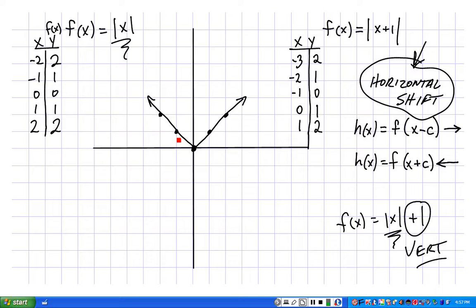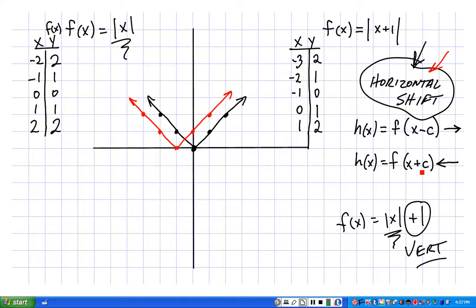So I plot these points. Okay, so I have a -3, 2, -2, 1, -1, 0, 0, 1, and 1, 2. So now you see you have this and that. And just like we said, there is a horizontal shift. And the +1 is inside.